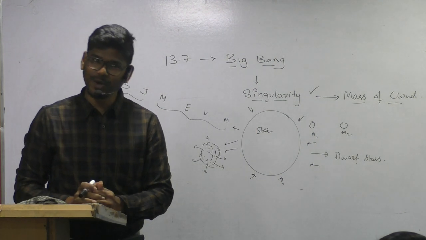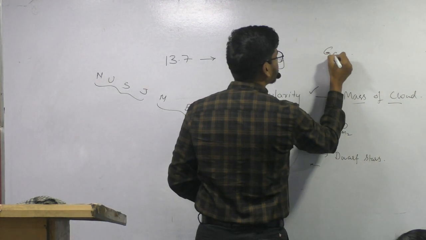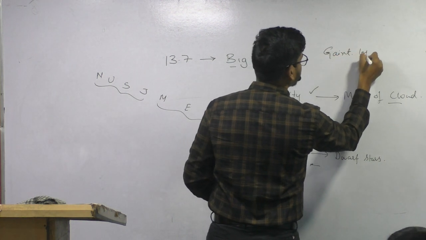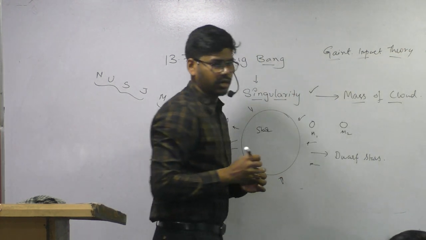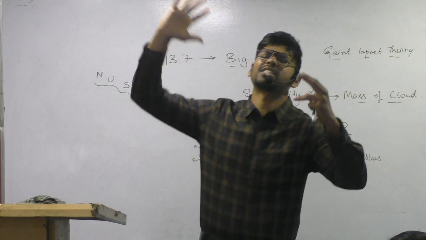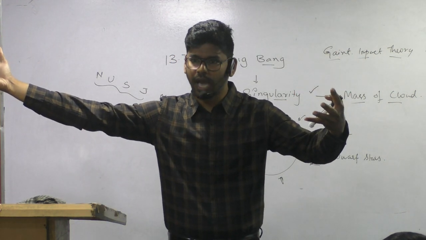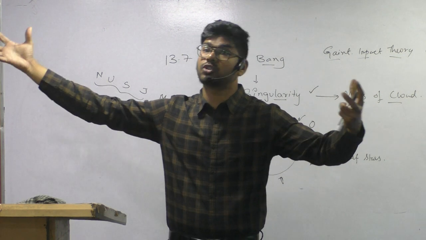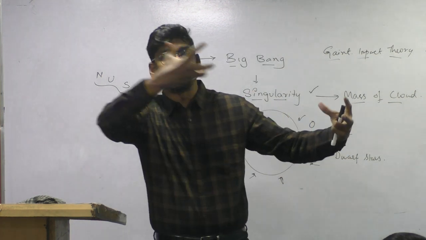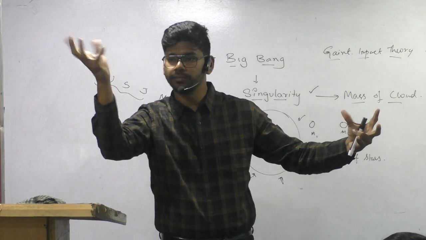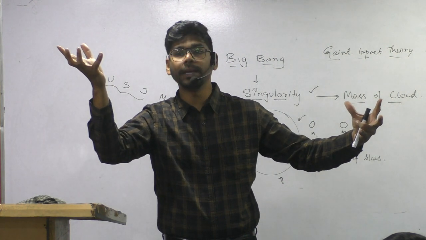Not because of the gravity, because we have a theory called the giant impact theory. That means some icy asteroid from some other planet, which is how we have water, struck the earth. Because of that, the dust particles that rose into the atmosphere created the moon. So that's why we have a moon on the earth, because of the giant impact theory.